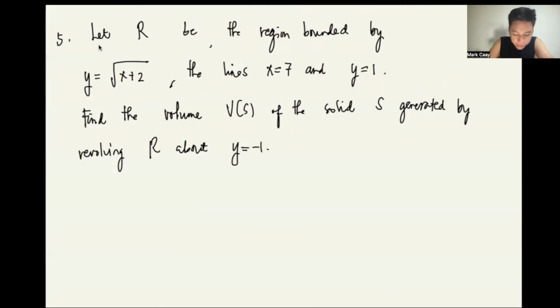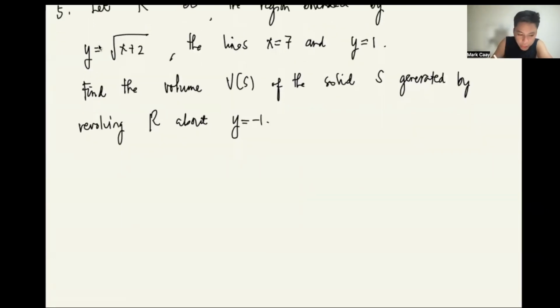Okay, so the next question, question number 5. Let R be the region bounded by y equals square root of x plus 2 and the lines x equals 7 and y equals 1. Find the volume of the solid S generated by revolving R about y equals 1. Okay, okay. So, ano mangyayari?